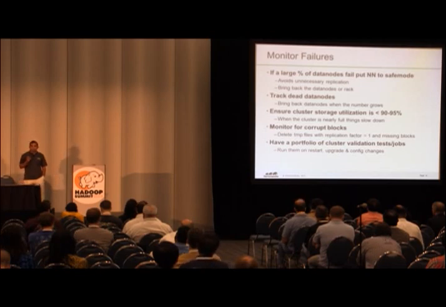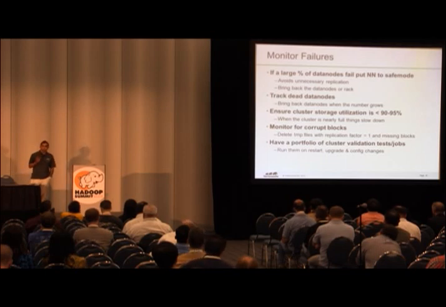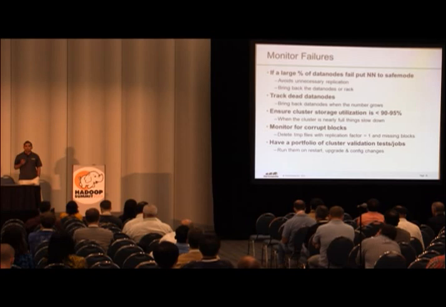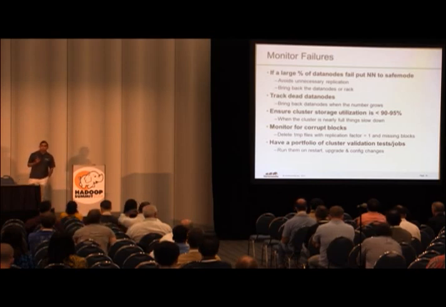Also track the dead data nodes, and if you can bring them up, bring them up, because you are losing valuable storage and compute resources when the data nodes are dead. Ensure your cluster utilization is less than 90 to 95%. As the cluster becomes full, the cluster slows down. Also monitor for corrupt blocks. This is important for tracking the file system health status.